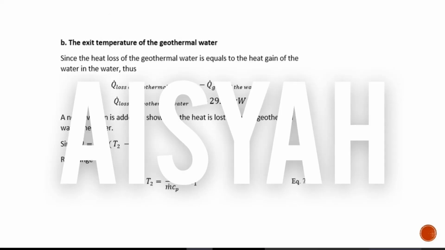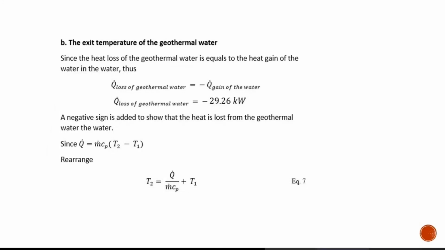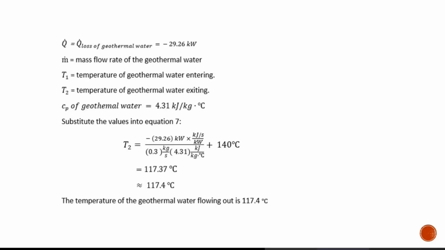Thank you. Okay, since there are no other components than energy, we can say that heat loss of the geothermal water is equal to the heat gain of the water. And then we put a negative sign to show that the heat is lost from the geothermal water to the water. Therefore, since Q equals m Cp delta T, we can rearrange the equation to get T2, which is the exit temperature of geothermal water. And then when we substitute and put in the values for the equation, our exit temperature will be 117.4, which is the T2.